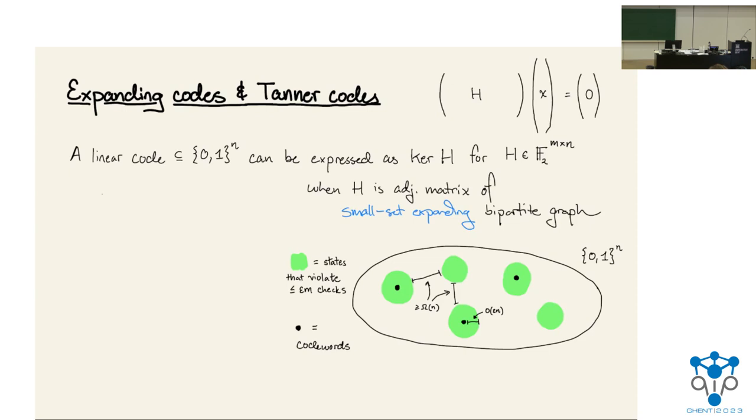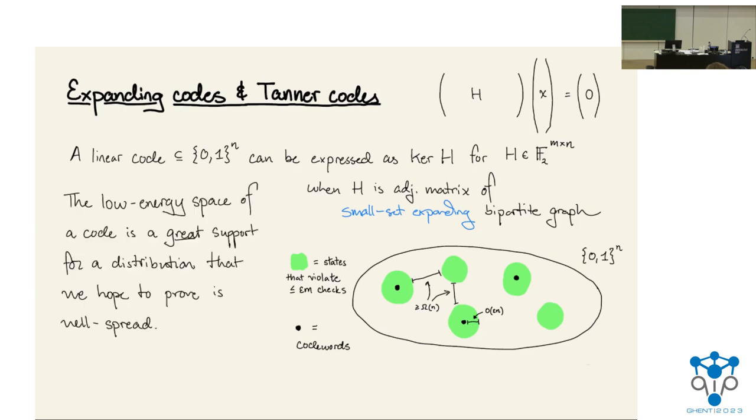But let's just pause and realize that, hey, these clusters look like well-spread distributions. In the well-spread distribution picture I drew last time, there were only two regions, S1 and S2. But if you were to take a union of these clusters and call some of that union S1 and the other ones S2, you seem to have a well-spread distribution, because I have this distance bound that scales like n in between any two of these clusters. So what I actually have is that the low energy space of a code is a great support for a distribution that we hope to prove is well-spread.